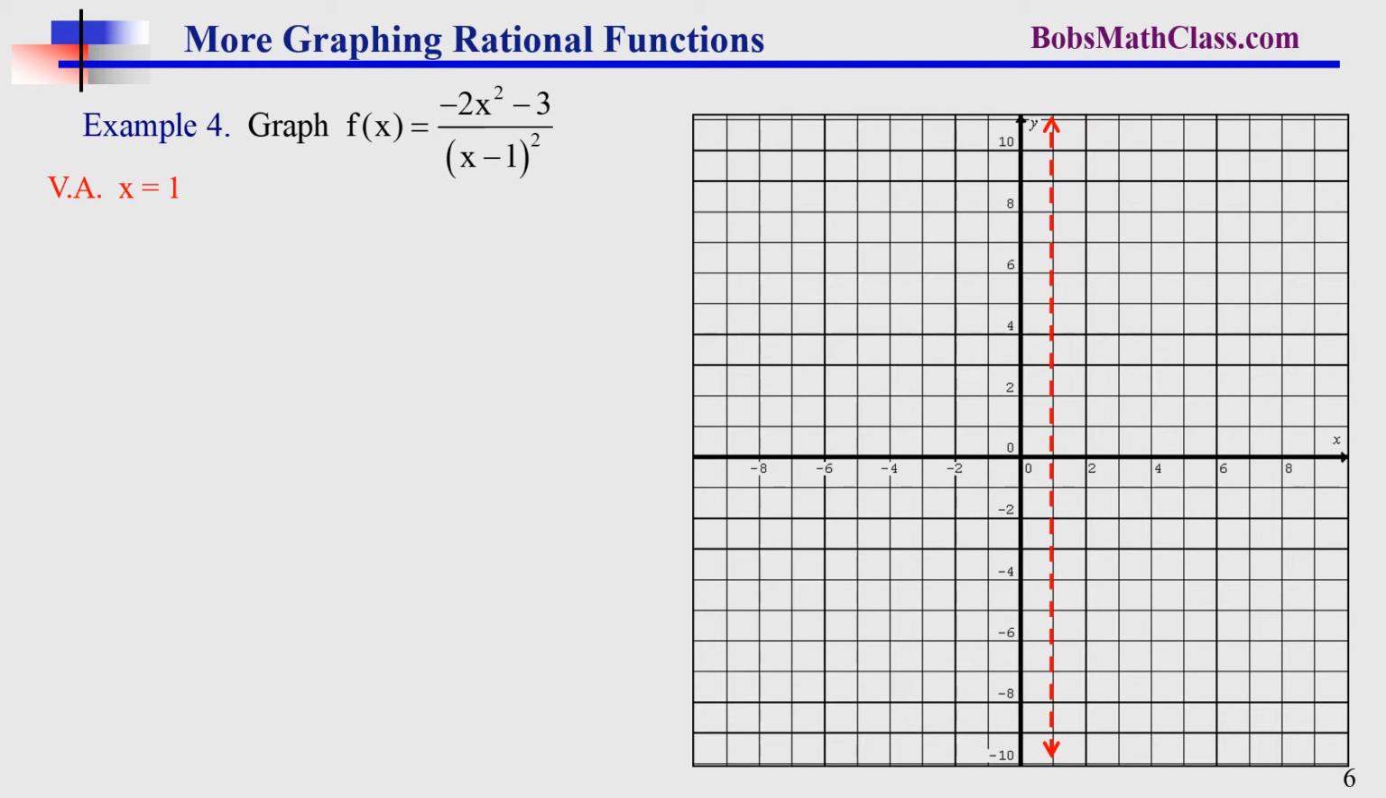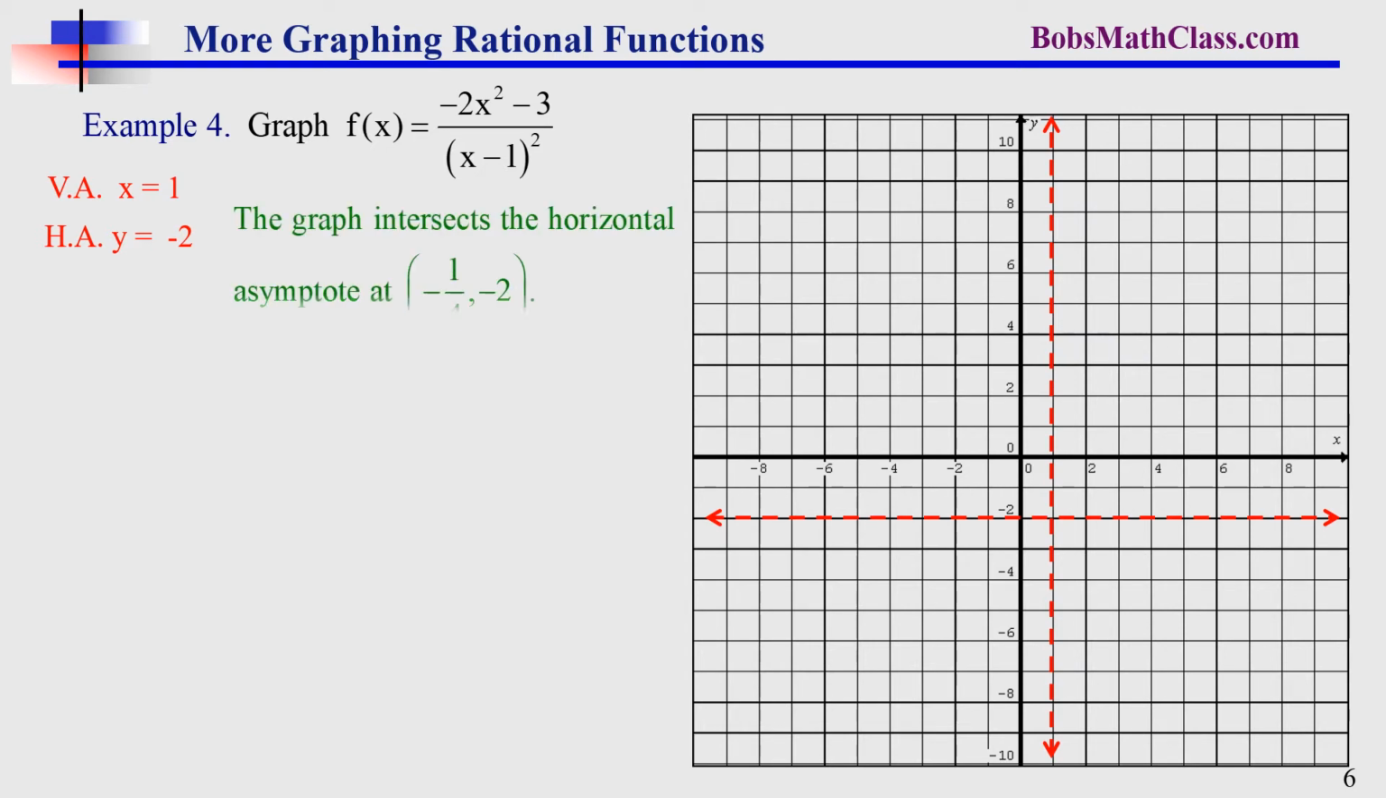And the horizontal asymptote, we just talked about it on the previous slide. It's -2. And where does it intersect the horizontal asymptote? At (-1/4, -2). So let's go ahead and put a point at (-1/4, -2). Kind of about there.